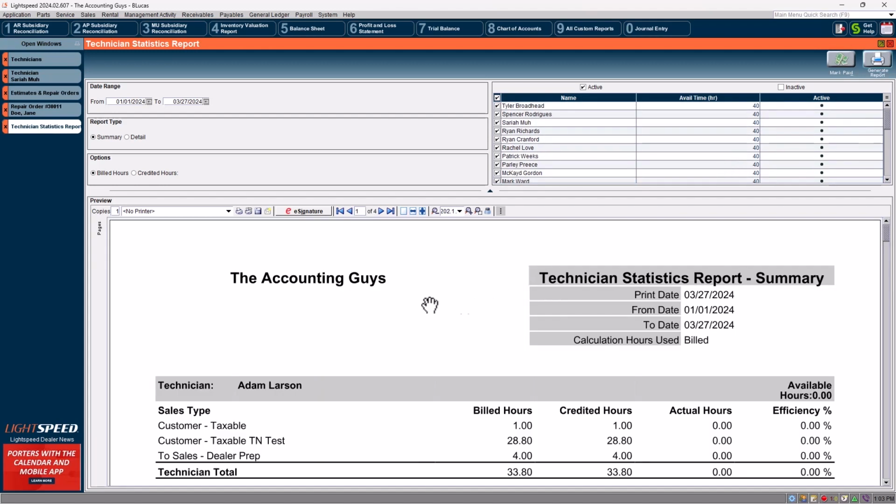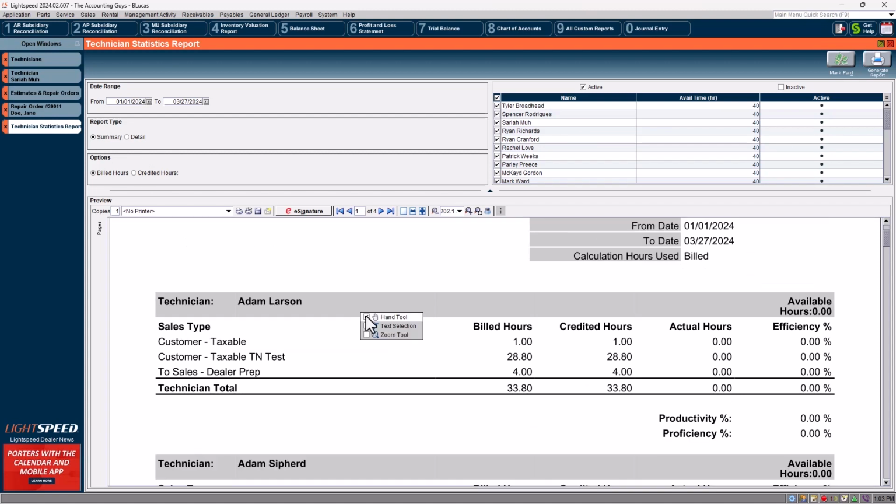we're going to generate this report. So on a summary, we can see here's our technician, Adam Larson. He did these different types of jobs. So we've got customer jobs, and looks like taxable Tennessee when we created a test job. We've got some internal work. Here's the hours we billed and credited, which is the same. We don't have any actual hours.